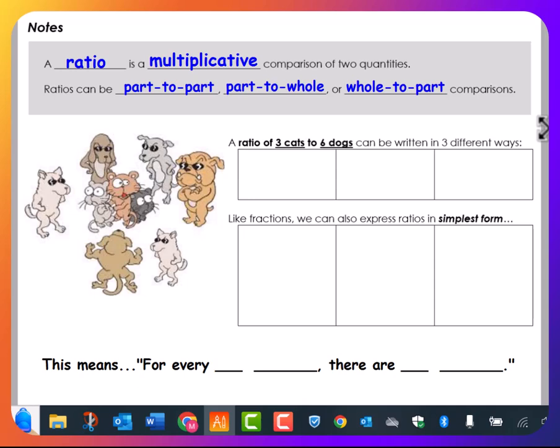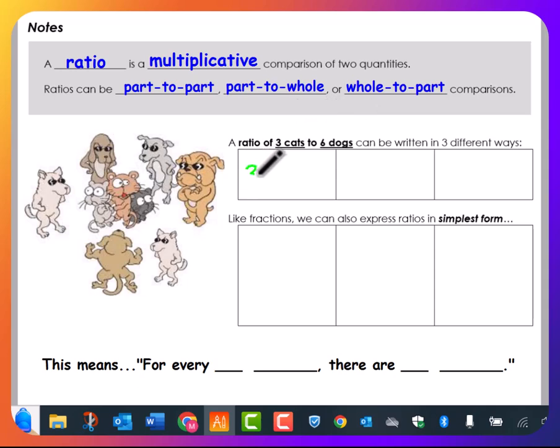So let's take a look at the picture. We have a picture of some cats and dogs. Looks like they're scaredy cats in my opinion. And we can write a ratio of the number of cats to the number of dogs. So if we count them up, there are 3 cats and there are 6 dogs. So we can write this ratio of 3 cats to 6 dogs in 3 different ways.